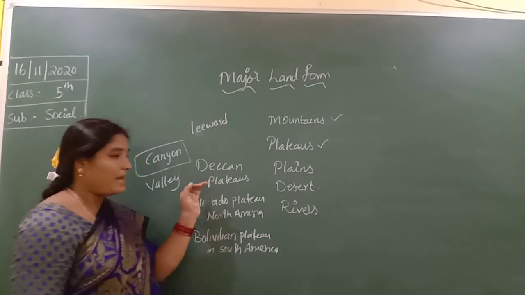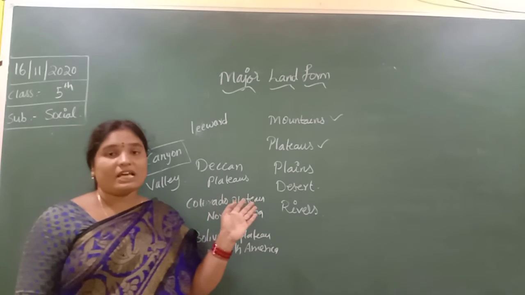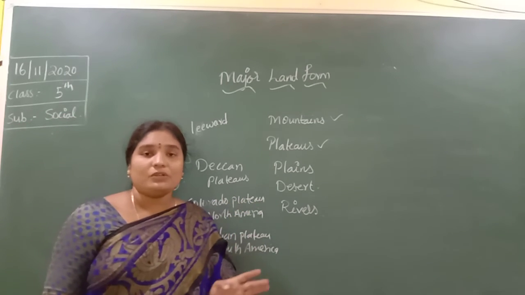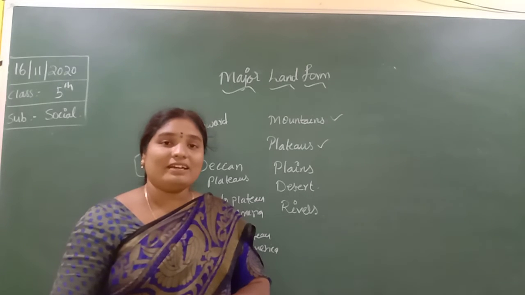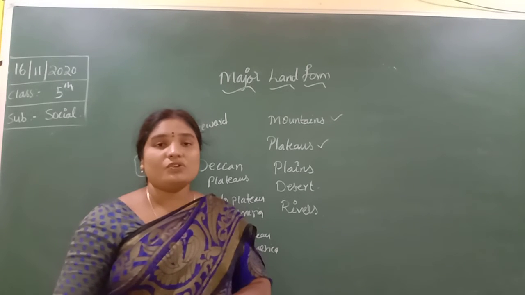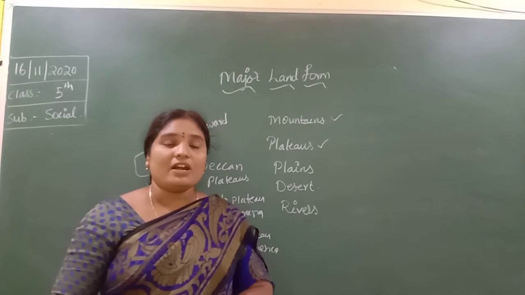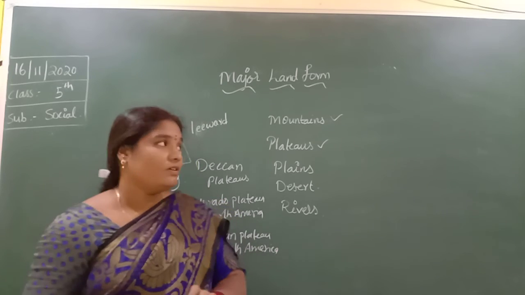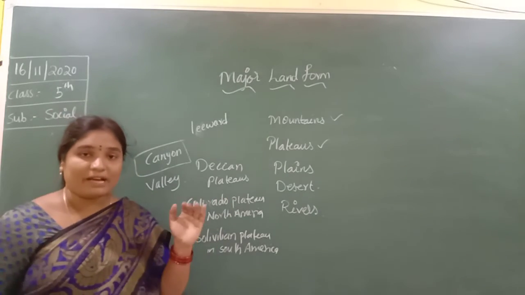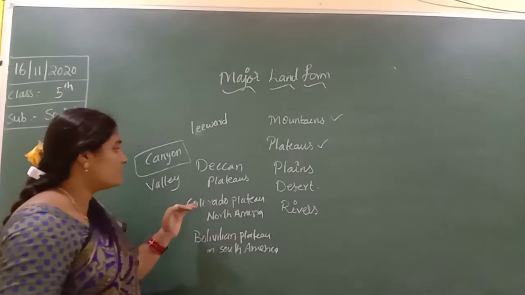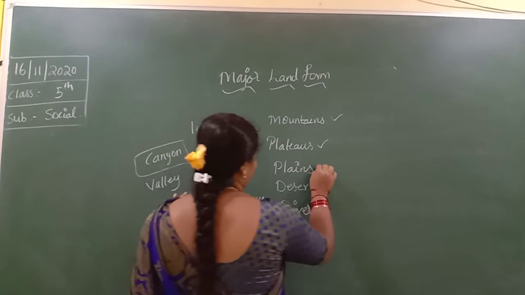Okay, importance of plateaus. Plateaus are also known as grasslands. The grasslands are used for cattle rearing and also farming. The plateaus are rich in minerals. The land of the plateaus is rich in minerals. Next we will go for the plains.